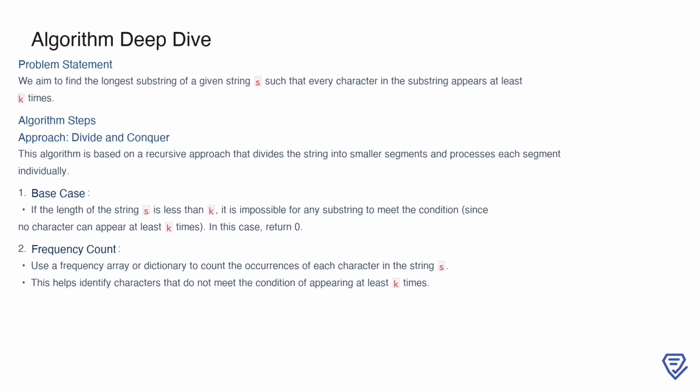First, consider the base case. If the length of the string is less than k, it's impossible for any substring to satisfy the condition, as no character can appear at least k times. In this scenario, the function simply returns 0.